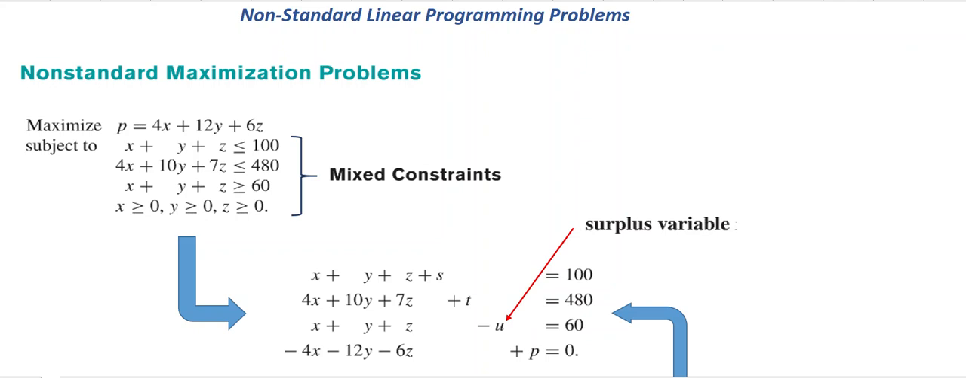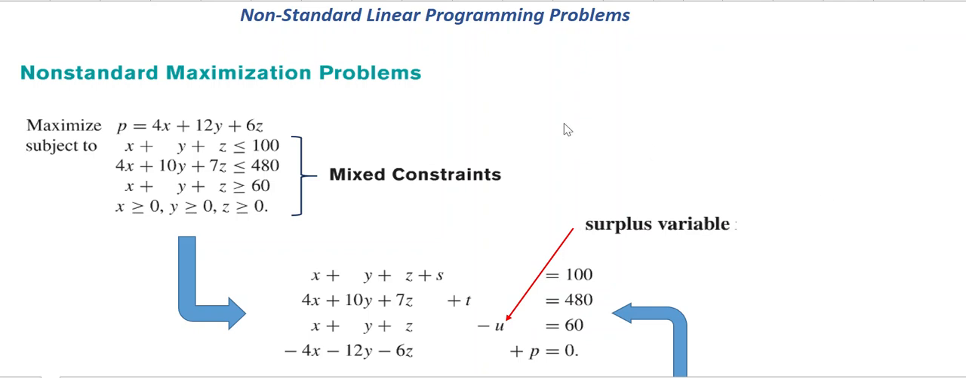In this video, we're going to look at non-standard maximization and minimization problems. Sometimes these are called mixed constraint problems because the constraints are sometimes less than or equal to, and sometimes they are greater than or equal to. So let's take a look at a problem and explain what I mean by that.